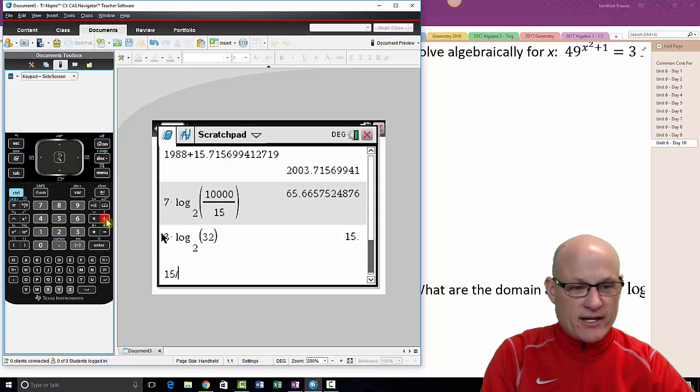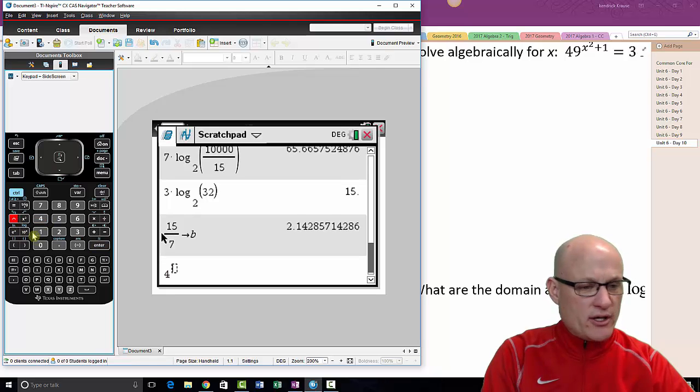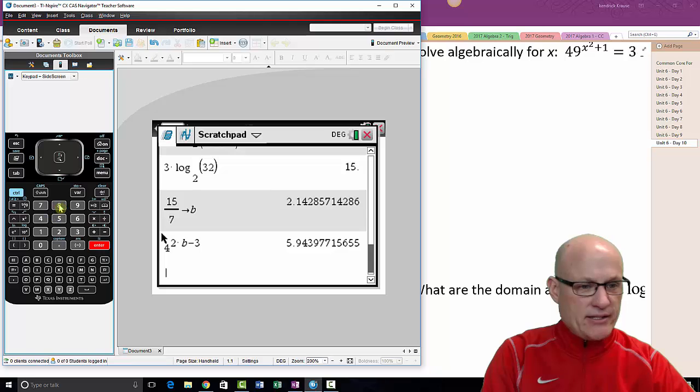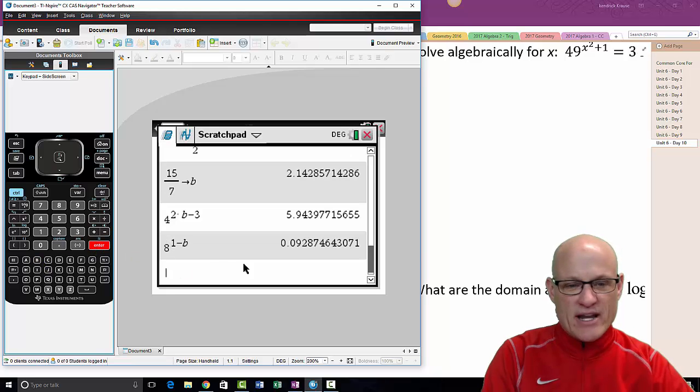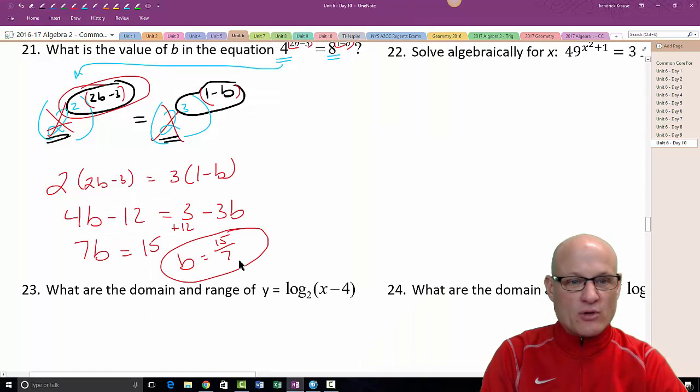Let's see if I'm right. 15 divided by 7. And I'm going to store that into b. And the left side says 4 raised to the 2b minus 3. Silly number. 8 raised to the 1 minus b. Notice they're not the same. So I clearly made a mistake somewhere. And you know what? I didn't do this on purpose, but this is a great way to check to see if you got things right.